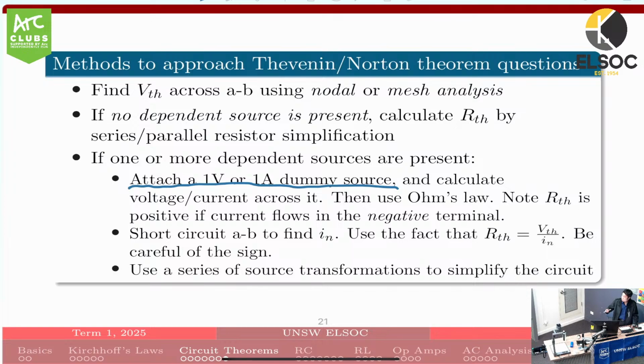However, there's one case we should be careful with when using source transformations for RTH, which is again when we have a dependent source. For example, say I have a circuit like here. Oh, I should use a different color.